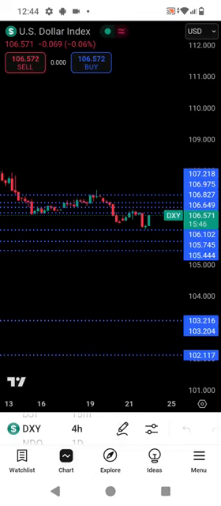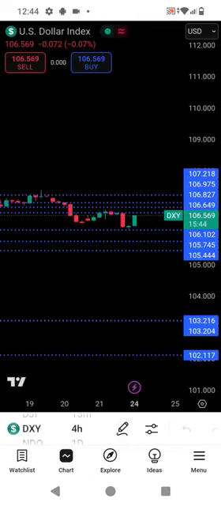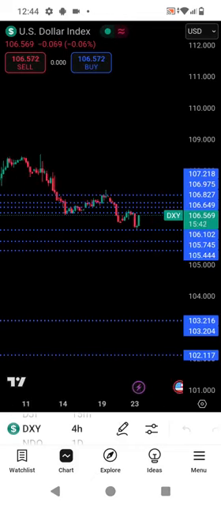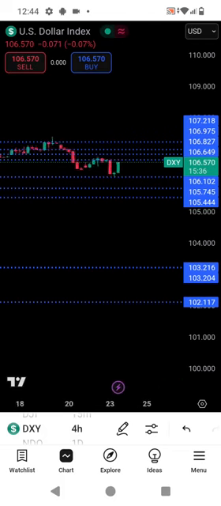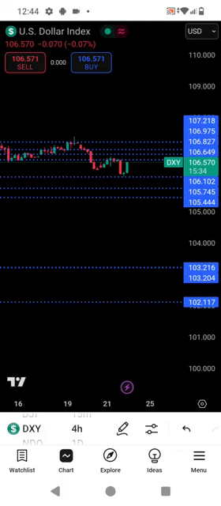Nice, you're back. I was looking at it as I was saying earlier on. Don't mind the many horizontal lines that are here. These are just levels of interest that I like to note. So 106.575 is where we are at right now.